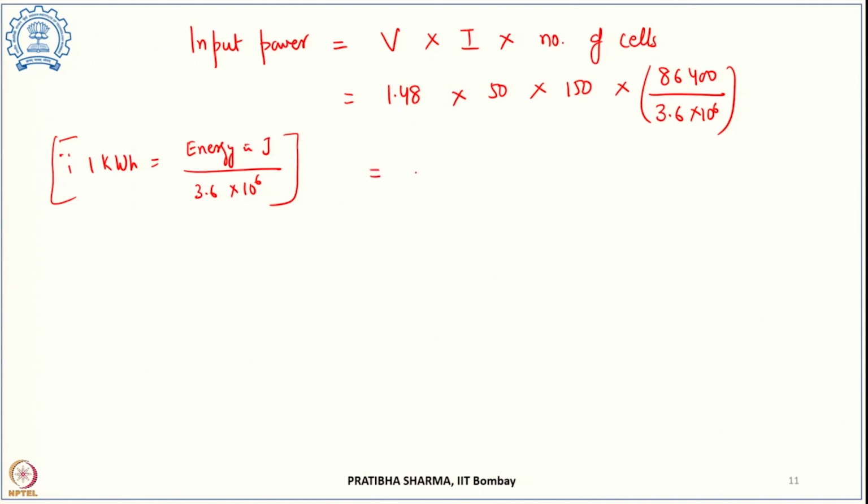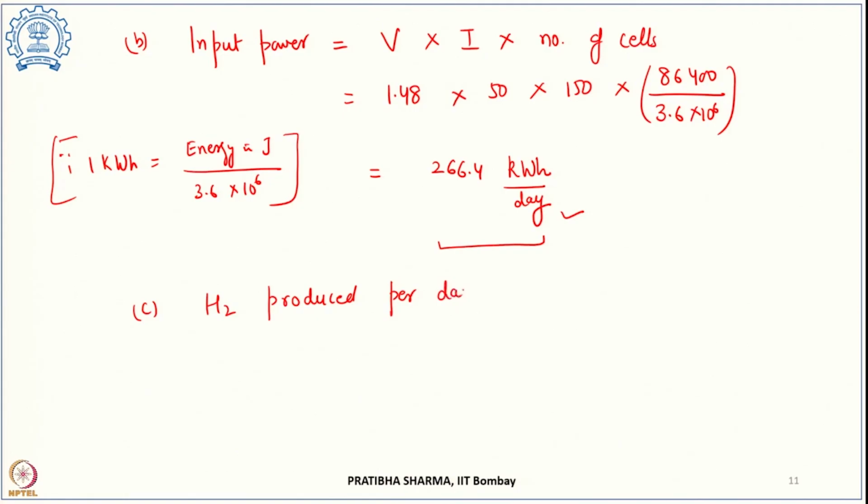Going back to the same problem, if we solve this, then we get the input power as 266.4 kilowatt hour per day. So, this much is the kilowatt hour per day of the required power to the electrolyzer. This is the second part. While in the third part it is asked how much amount of hydrogen is being produced per day. That needs to be found.